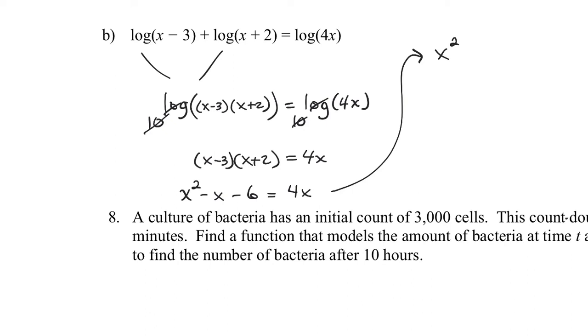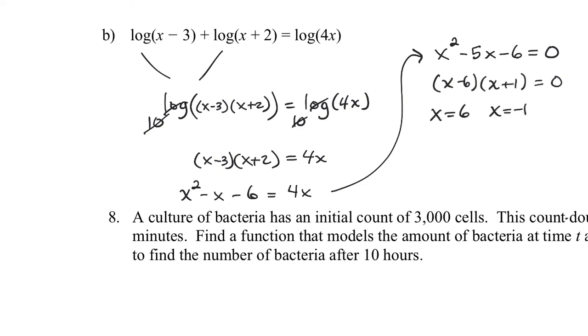If you subtract 4x on both sides, you're going to get negative 5x minus 6 equals 0. Now you consider the expression here, and if it does not factor, you have to use the quadratic formula. This one does factor into x minus 6 and x plus 1. Then from each factor, we can get two separate possible solutions, x equals 6 and x equals negative 1.